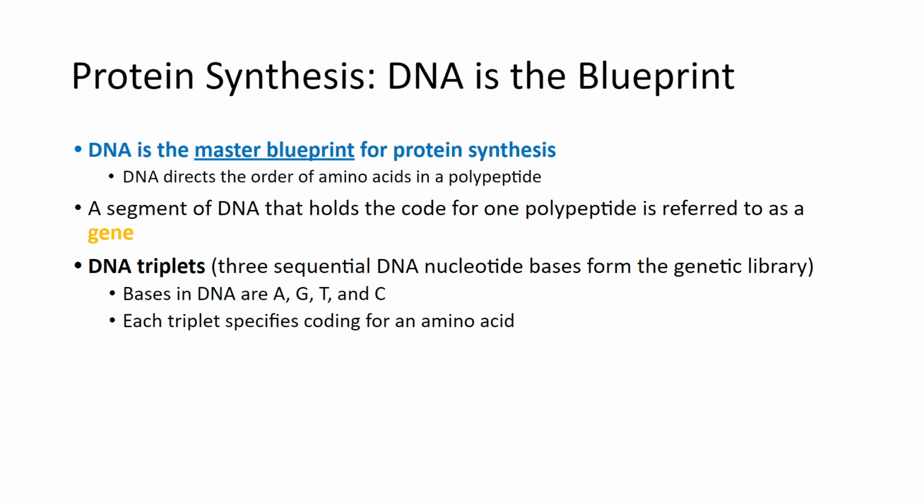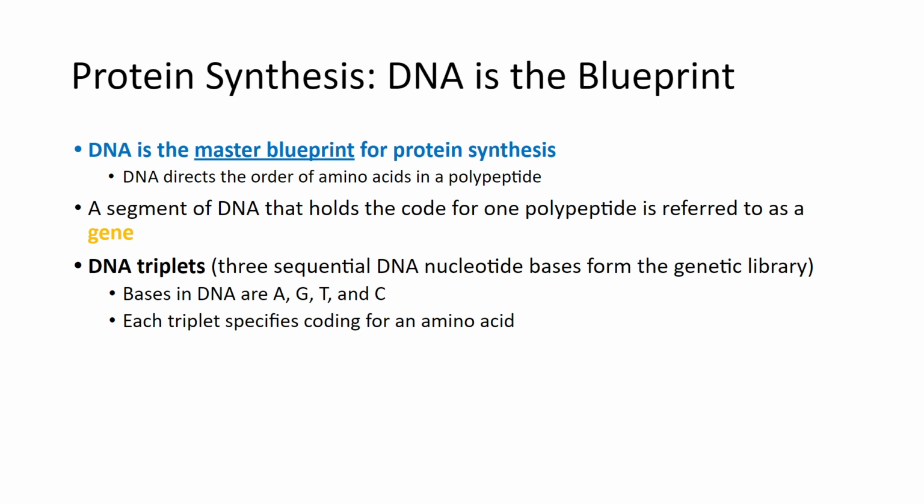But don't forget that our focus is protein synthesis. How are we going to use DNA as the blueprint to make a protein? Well, DNA is actually able to direct the order of amino acids in a polypeptide. It's able to do that because a segment of DNA holds the code for one polypeptide, and that segment is referred to as a gene.